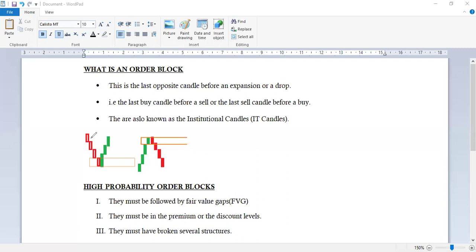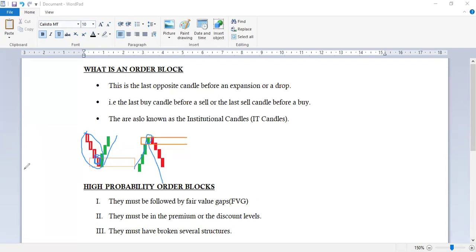Like in this scenario, we had this sell, then we have this last sell candle. This is what we call the bullish order block: the last sell candle before this entire expansion. In the second scenario, initially the market had been buying, then we have this last buy candle before this sell. That is what we call an order block.